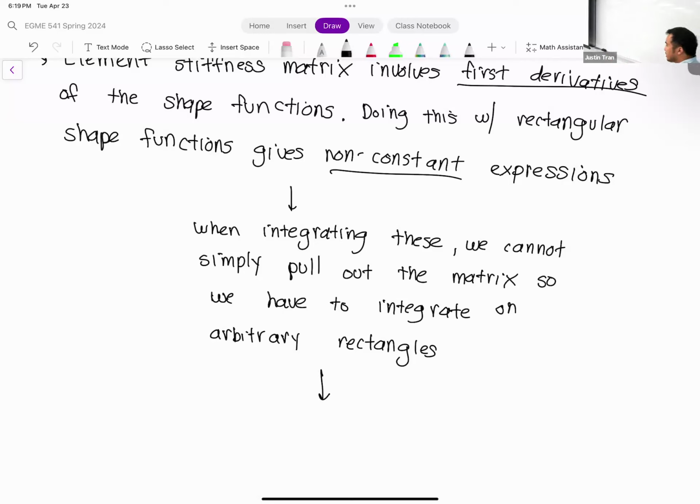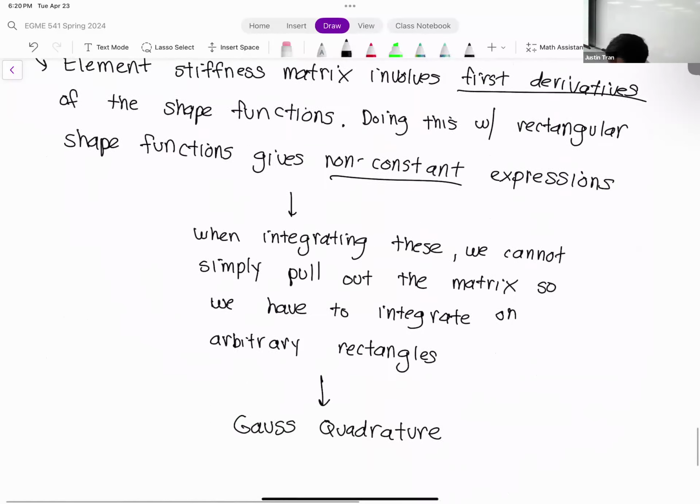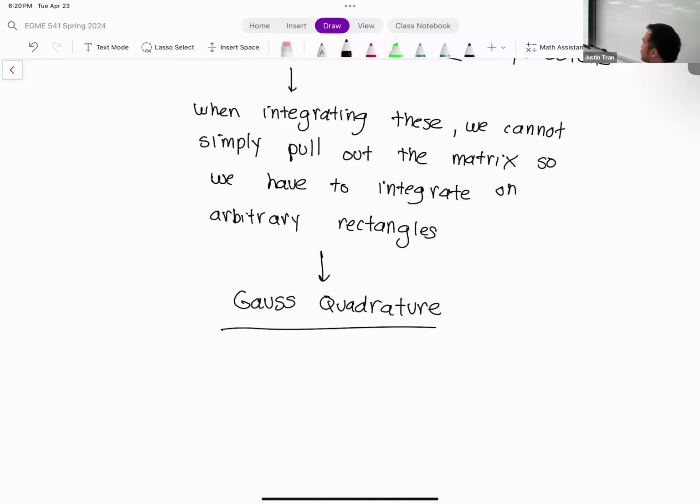If we were to continue in the same vein as we did with the triangle, we'd have to become really good at integrating very quickly. So we need another approach here. The other approach that we're going to use is something that we've used before, though we haven't used it in 2D yet, which is Gauss quadrature. Gauss quadrature is going to come to our rescue.